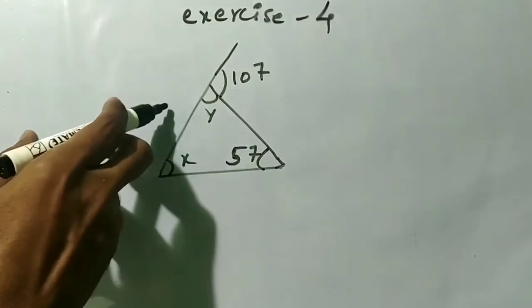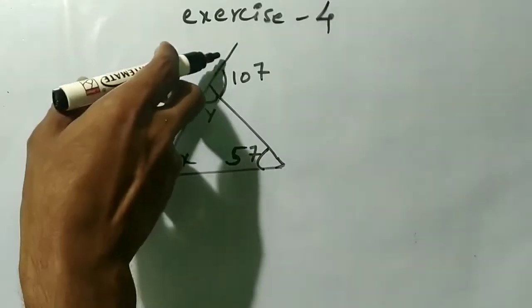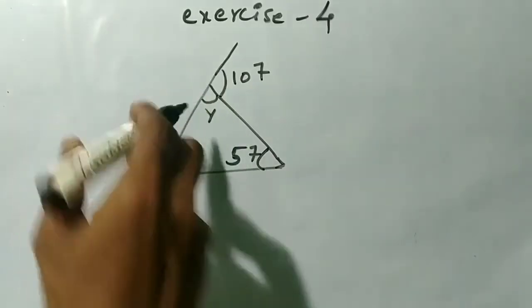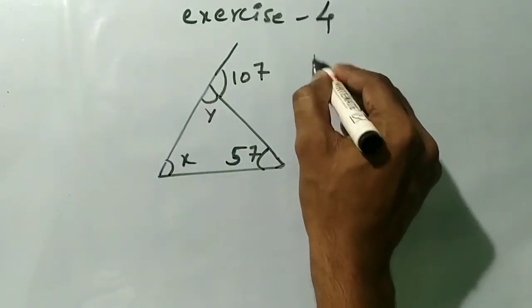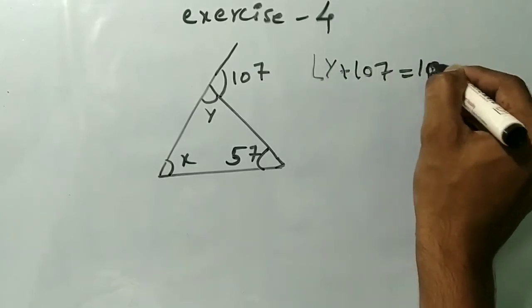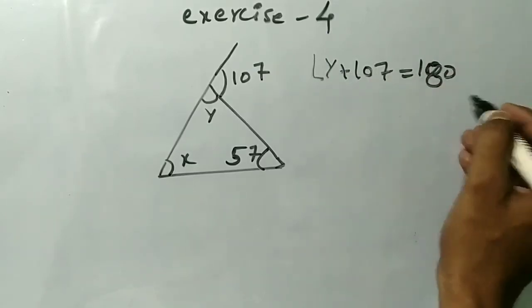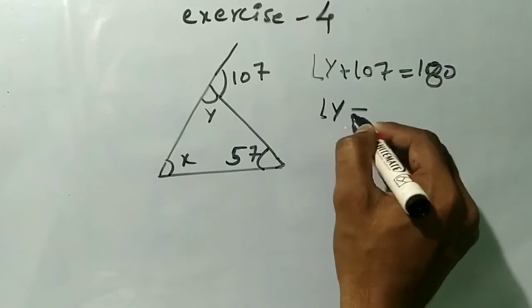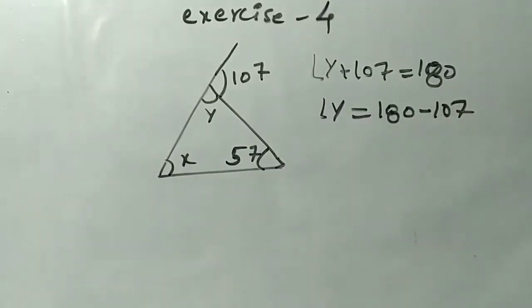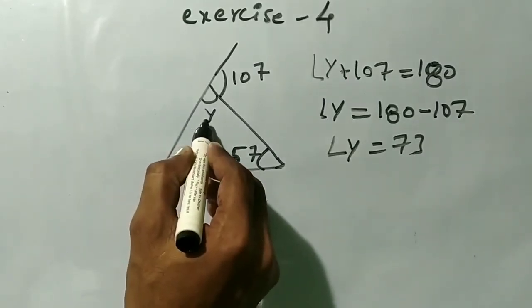We know already a straight line forms 180. A straight line is a combination of 180, the sum of adjacent angles is equal to 180. That is angle y plus 107 is equal to 180. Then angle y is equal to 180 minus 107. Angle y is equal to 73. So we got y is equal to 73.